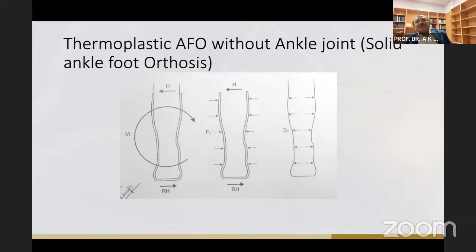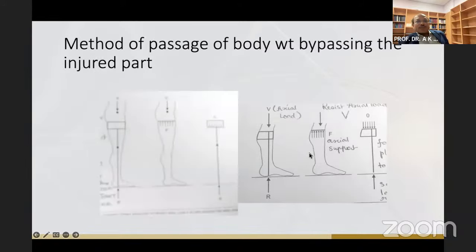So beware of using these mnemonics. This is the KAFO, a knee ankle foot orthosis. This is a SAFO, that means solid ankle foot orthosis. Basically, it is a below knee orthosis, a solid ankle foot orthosis, as there is no ankle joint.